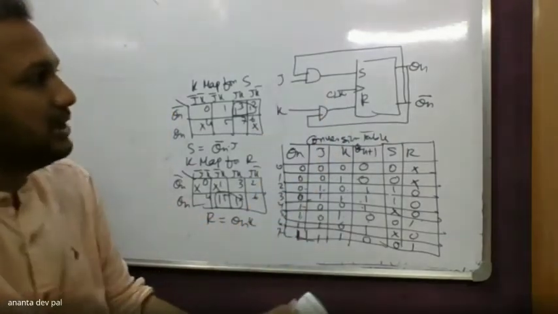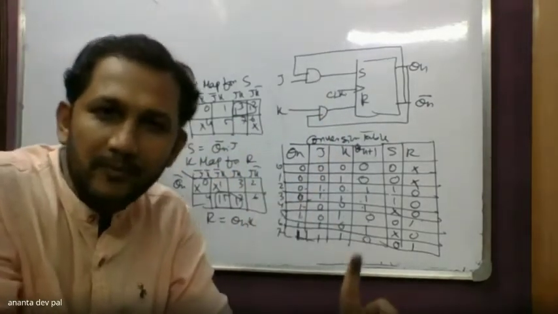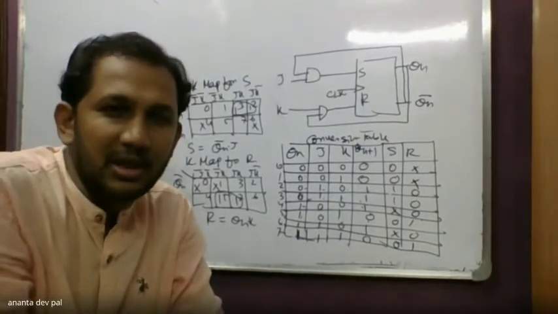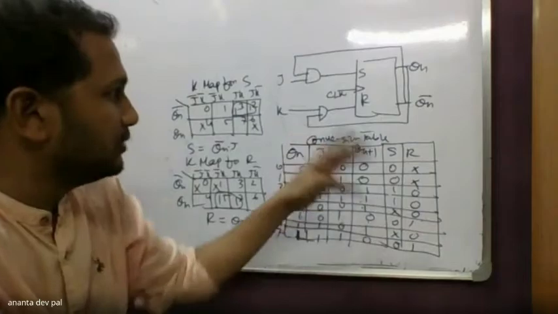So in this way we can design a JK flip-flop from SR. So we can easily design JK from SR. Similarly, we can design SR from JK also.